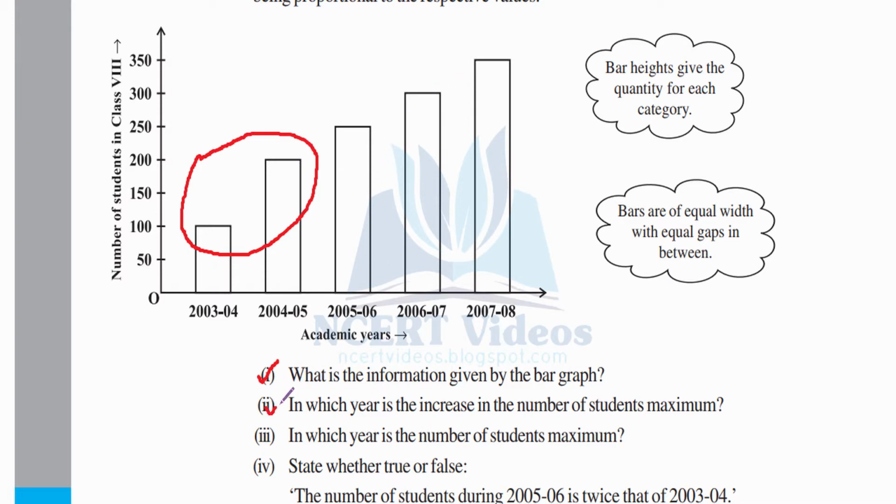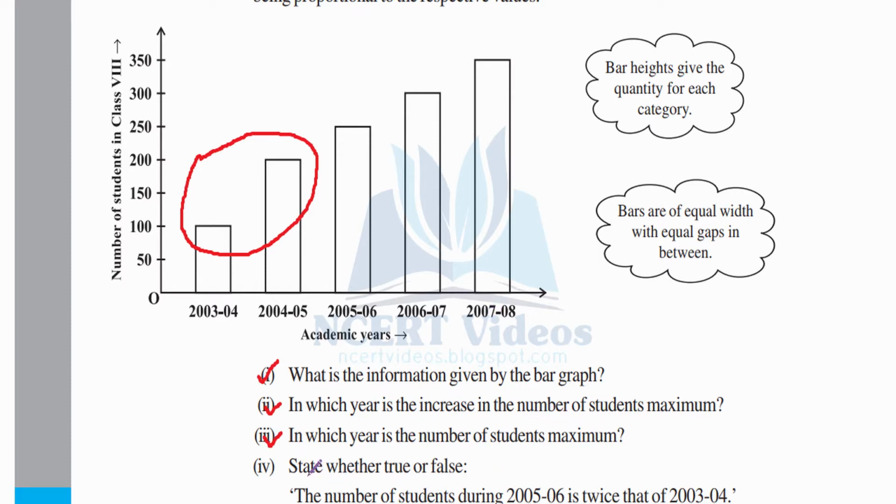Therefore we can say for the second part that for the year 2004 there was an increase in the number of students that was maximum, and it was from 100 to 200. There was an increase of 100 students in 2004 as compared to 2003. Then third part, in which year is the number of students maximum? It is just asking for the value. So the maximum students, we see highest height of any bar is for year 2007 and 8. So it is 350. Therefore for third we have in the year 2007 we have maximum students.